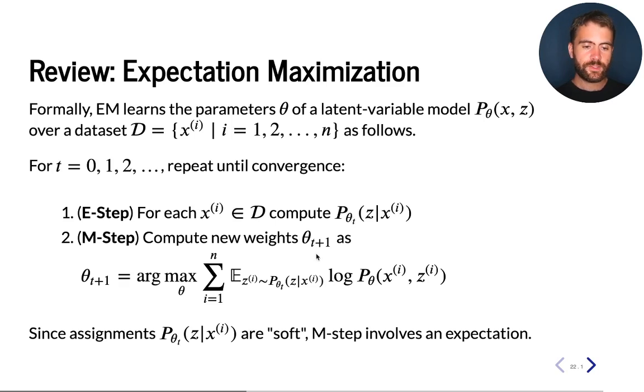And then, given the probabilistic assignments to clusters that are given to us by this posterior distribution, we compute new weights by maximizing the expected log likelihood of the data, where the expectation is over the cluster assignments z, and the probability is with respect to the current best guess of the parameters.